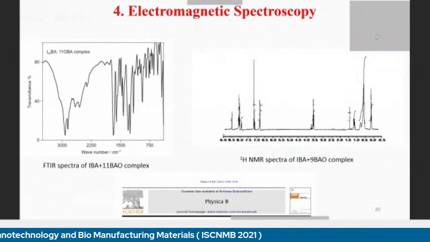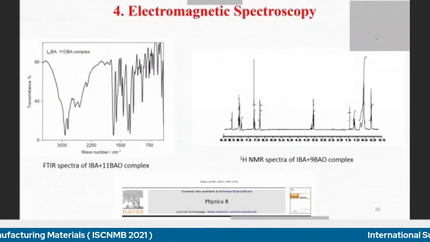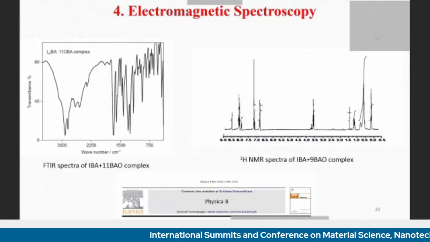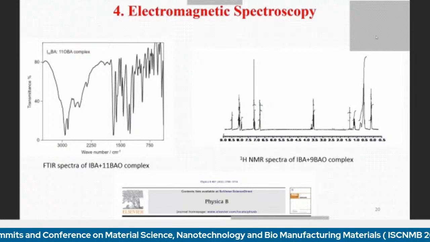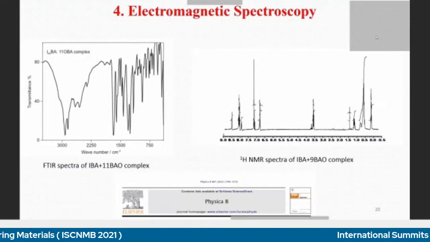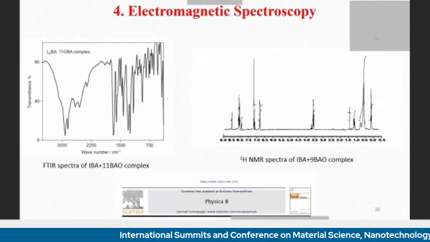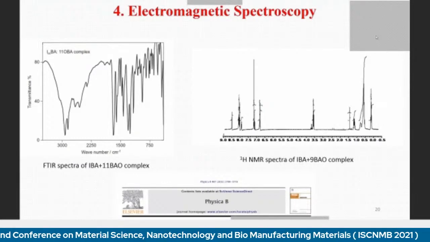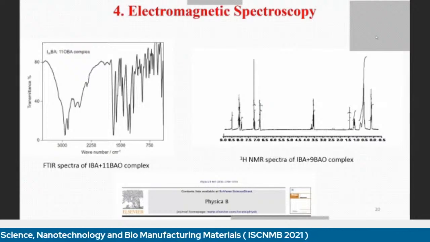So once we form the hydrogen bonded complexes, it is necessary to understand the bonding or the molecular structure exhibited by the product. So we go for the fundamental electromagnetic spectroscopy, that is Fourier transform infrared spectroscopy, where we could get a sharp peak around 2900 wave number, which indicates the formation of OH hydrogen bonding, that is intermolecular hydrogen bonding. We have taken FTIR for precursors, then for the mesogenic complexes, and you could see a sharp variation in the band intensity exhibited by the product formed. And here this FTIR spectrum is illustrated for the IBA plus 11BAO complex.